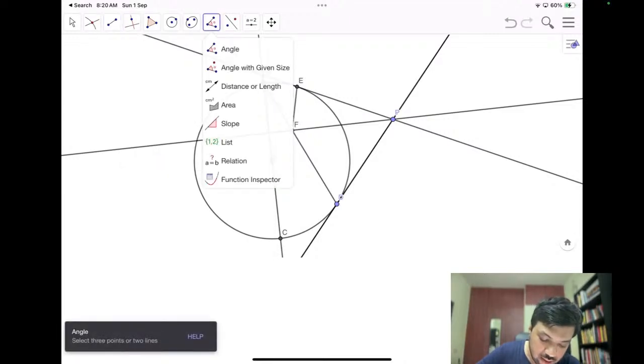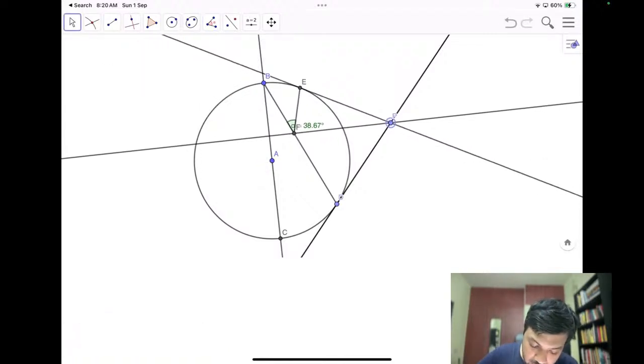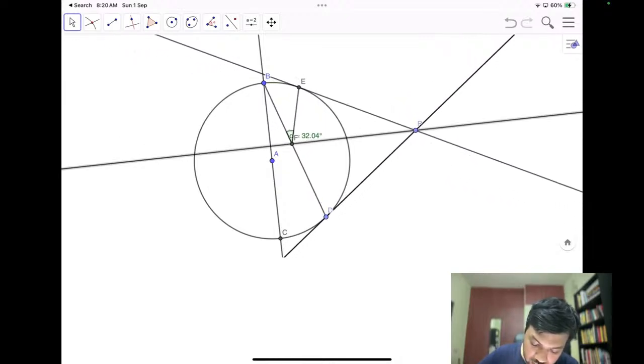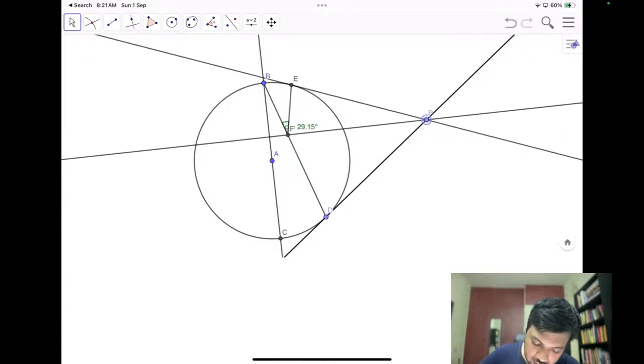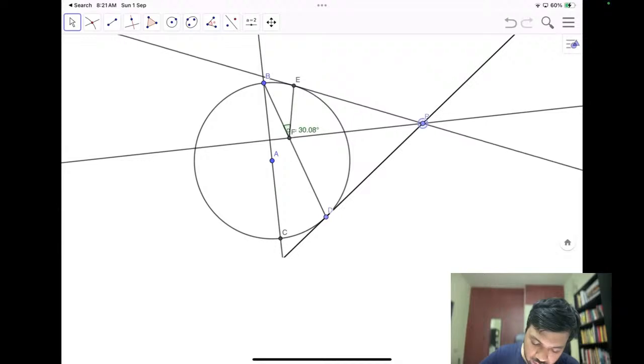That should be 30 degrees. It's 37.5 now, and you keep moving it until it is 30. So keep moving until it just becomes 30. But it doesn't matter, it need not be exact. Okay, whatever, 30.02, right? And what was the question asked? You had to measure the angle DPE, right?